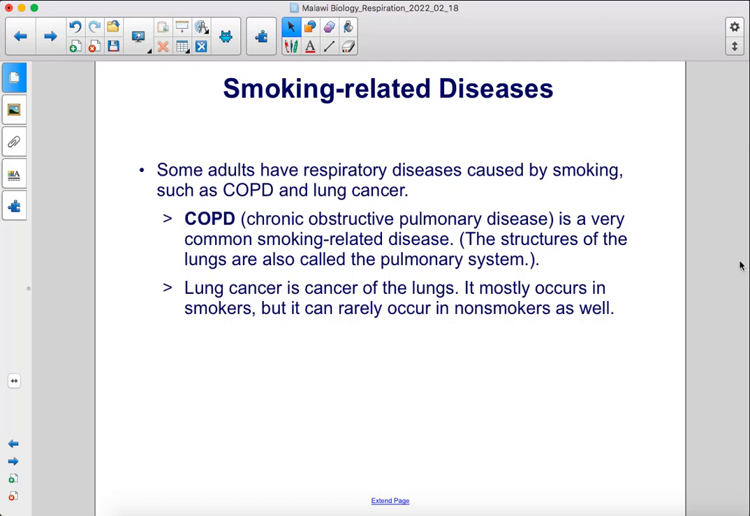Some adults have respiratory diseases caused by smoking, such as COPD and lung cancer. COPD, or chronic obstructive pulmonary disease, is a very common smoking-related disease. The structures of the lungs are also called the pulmonary system. Lung cancer is cancer of the lungs. It mostly occurs in smokers, but it can rarely occur in non-smokers as well.